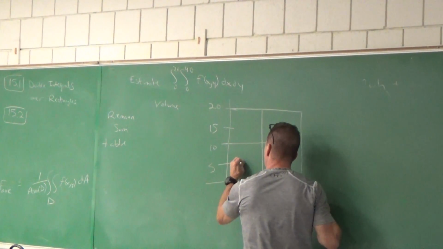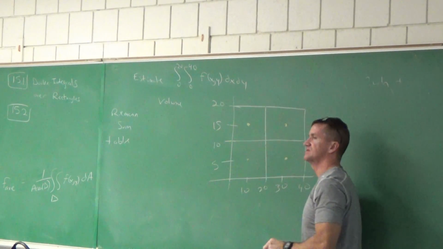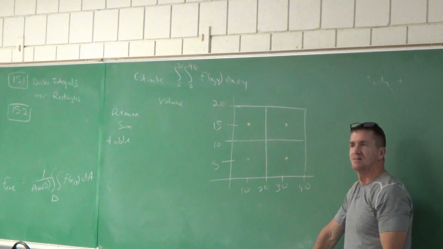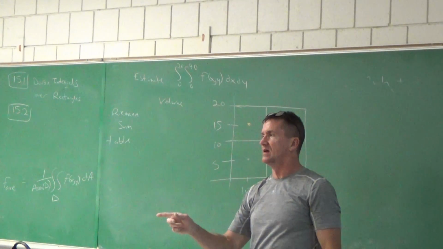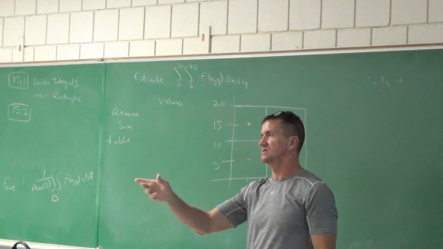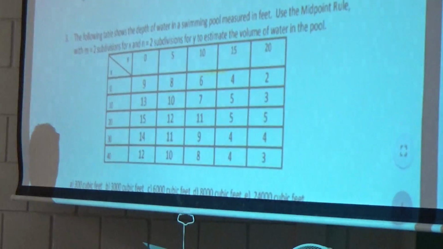Boop, boop, boop, boop. And how do I get these values? Two problems ago, we got it from a formula. We plugged it into z equals x cubed y. The last problem, we read them off contours. Now you get them from the what? From the table. That's all.